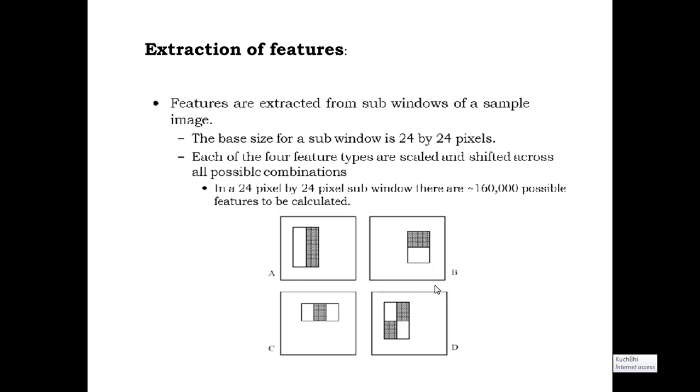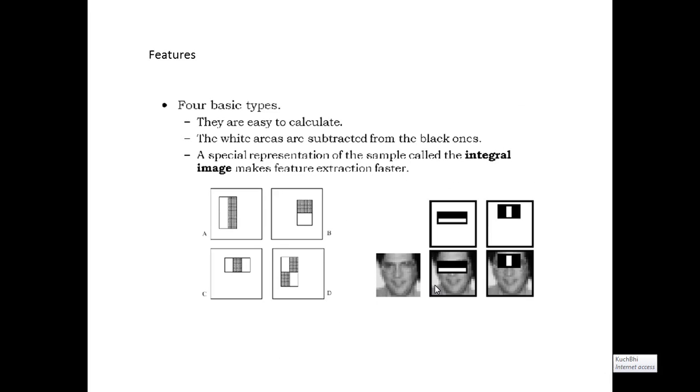The extraction of features. Features are extracted from sub-windows of a sample image. The base size is 24 x 24 pixels. They're scaled and shifted across all possible combinations. In this, there are about 160,000 possible features to be calculated. And the features are basically 4 types, as you can see in the image. And they're very easy to calculate. The white areas are subtracted from the black ones.